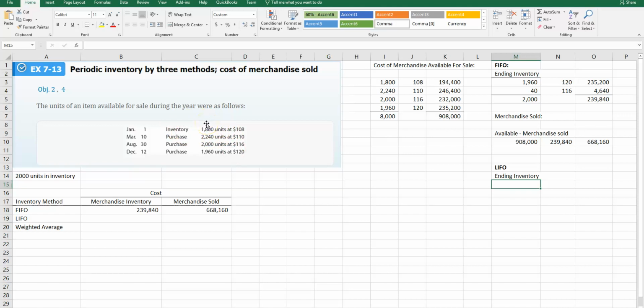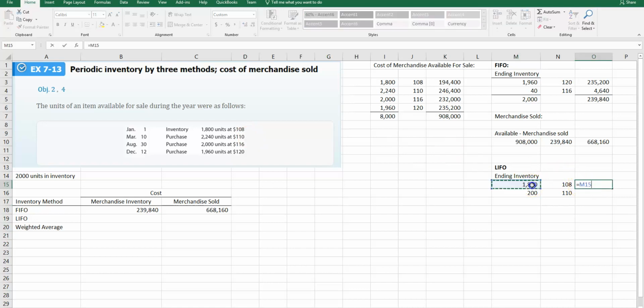Okay, so we have 18,000 units that were purchased at 108. We need another 200 units that were purchased at 110. Where did I get that? Again, up here under LIFO, these are the ones that are sold. The ones up here are the ones that are still remaining. So we have 18,000 at 108, and then we're going to pick 200 left at 110.